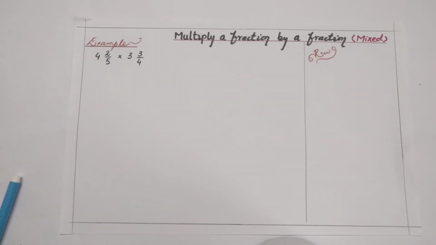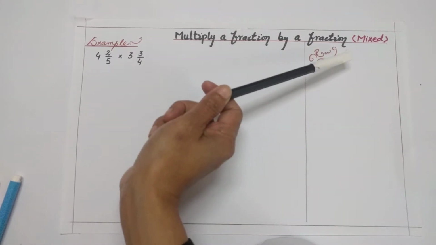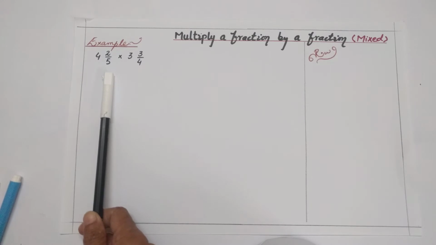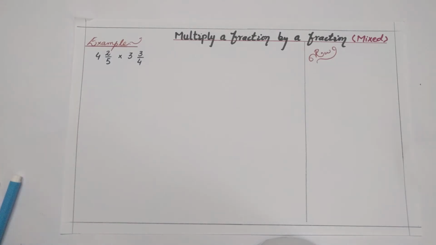Dear students, in the previous lecture I told you about the multiplication of a fraction by a fraction, but in that lecture the examples had just simple proper or improper fractions. In this lecture I am using mixed fractions: how to convert the mixed fraction into an improper fraction and then multiply the fractions. So let's start the example.